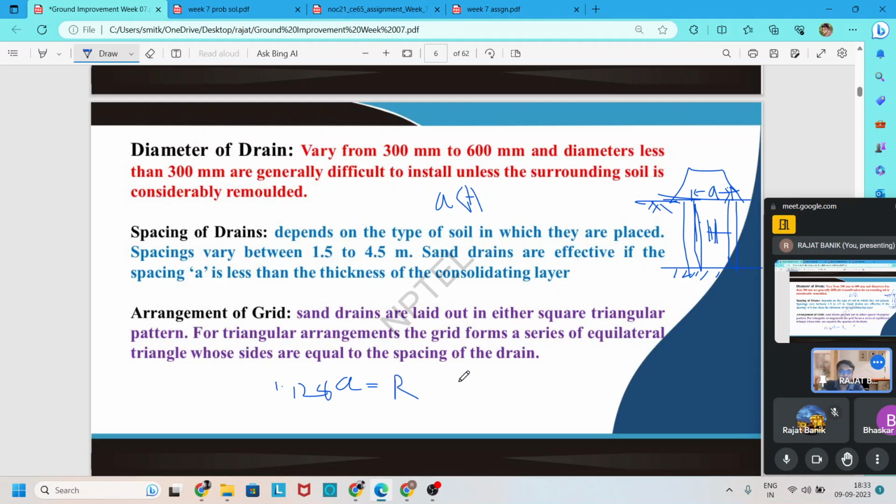So we discuss it later. It is said that the sand grains are laid out in either a square or triangular pattern. For a triangular pattern, this should be an equilateral triangle. That means all the sides of the triangle should be equal. We already discussed these techniques or patterns in previous techniques.